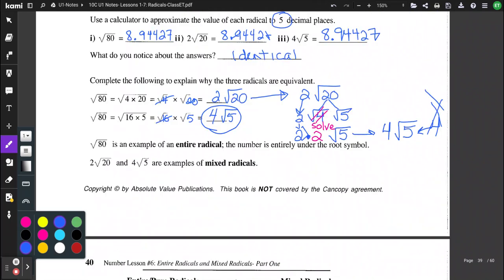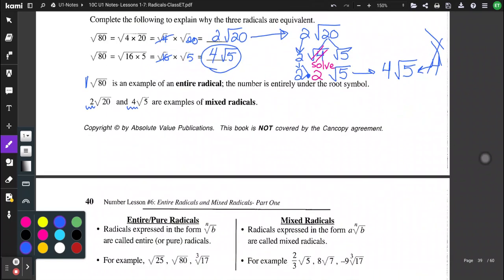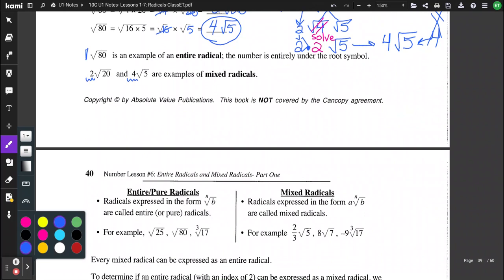So these guys are called mixed radicals because they have other numbers out front other than a hidden 1. If it has a hidden 1 out front, it is an entire radical. Okay, that's the two different forms we deal with. So entire, where everything's out or underneath, or mixed, where you've got something out front and something underneath. And that's all we're dealing with. All right, turn your page.